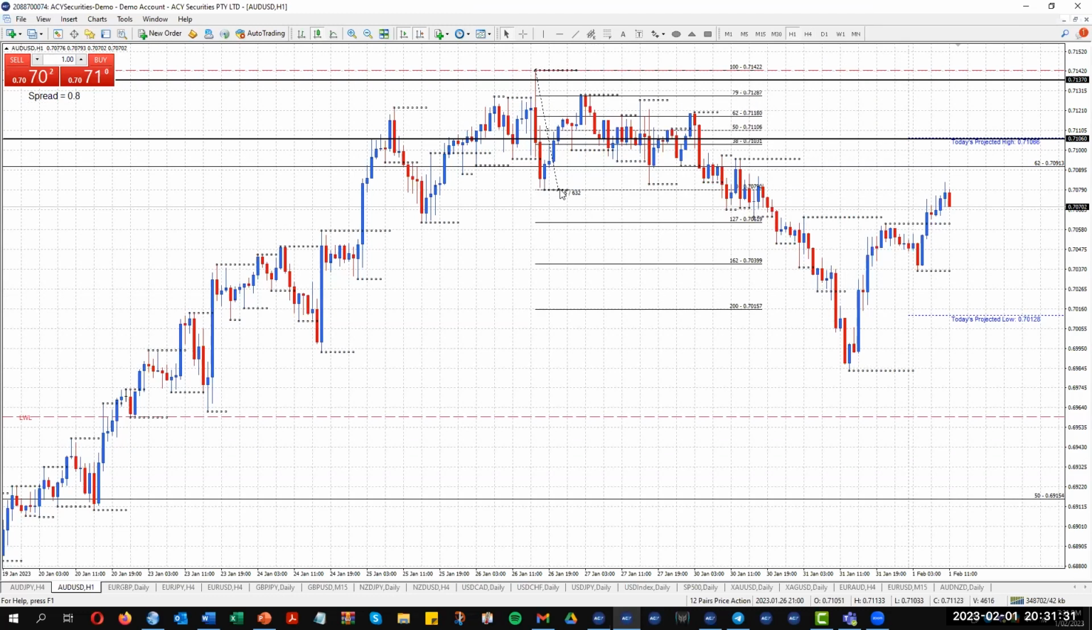All right, there's your 4-hour left shoulder, which is a double top on the 1-hour chart. Then we come up, hold pretty much exactly for three hours.